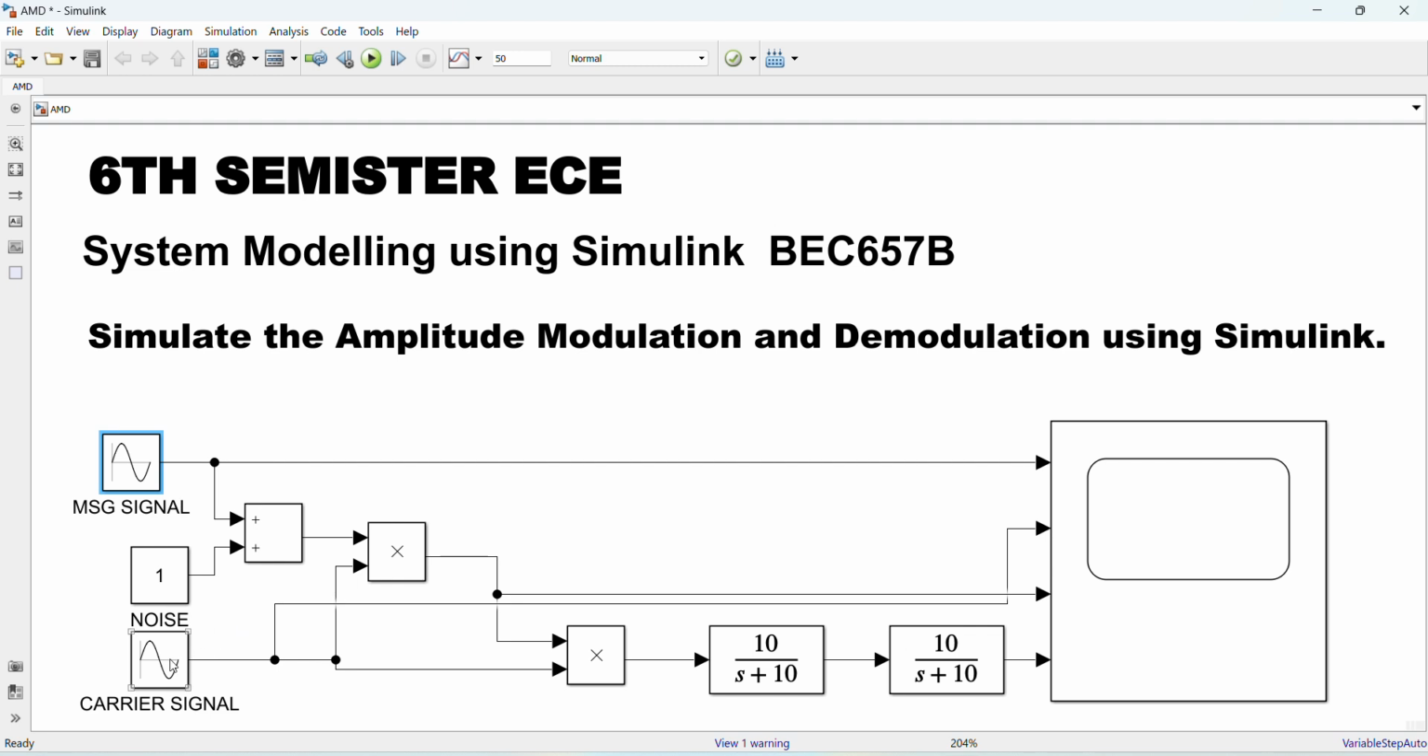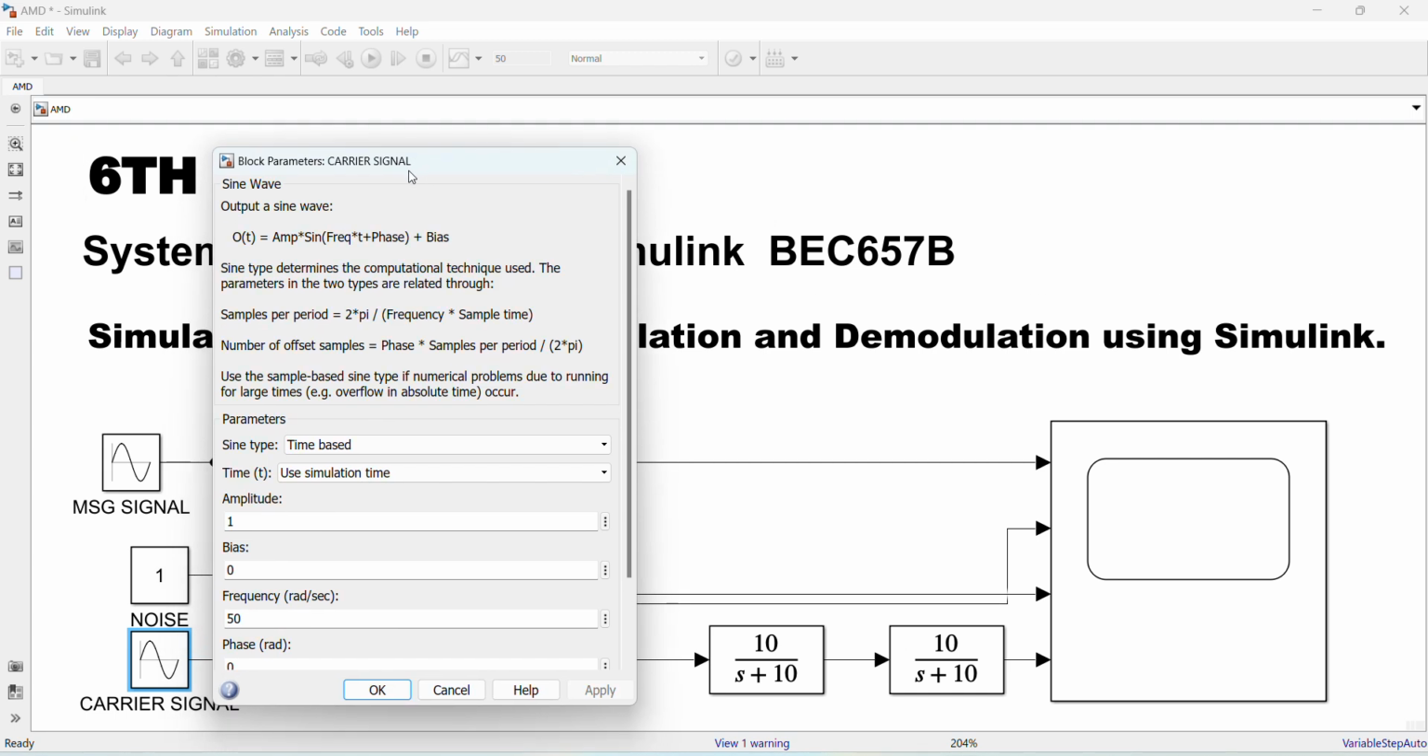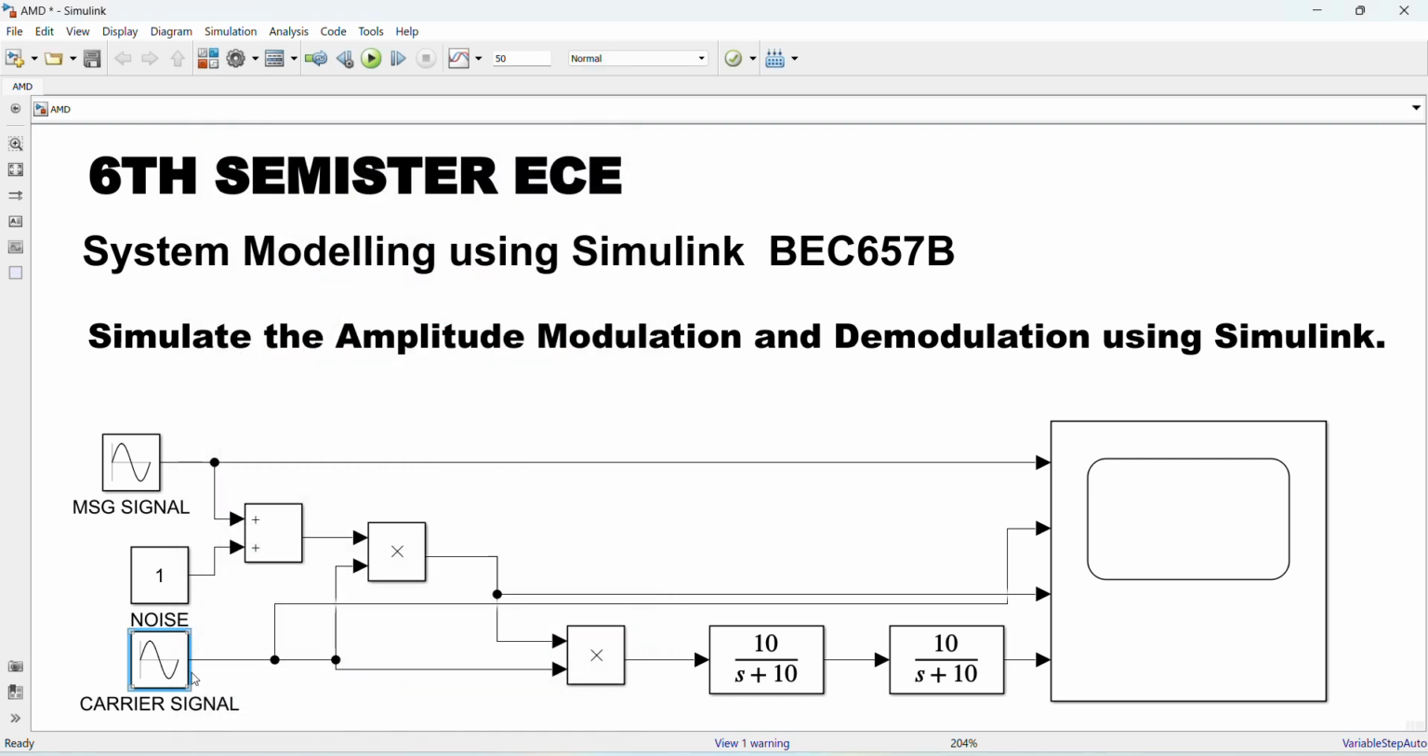Then this is the carrier signal, a high frequency sine wave used to carry the message. The frequency of the carrier signal is much higher than the message signal. Here the message signal is 5 radians per second. Here the carrier signal amplitude is 1, and the frequency given is 50 radians per second.